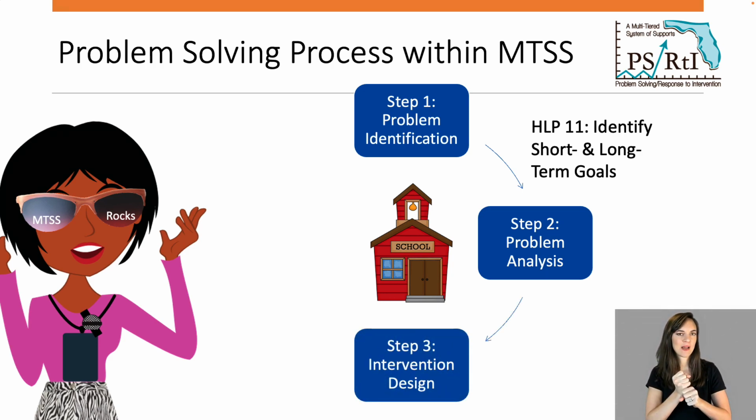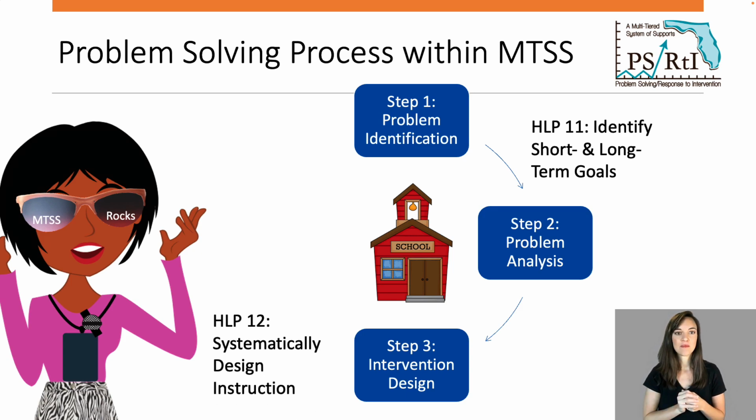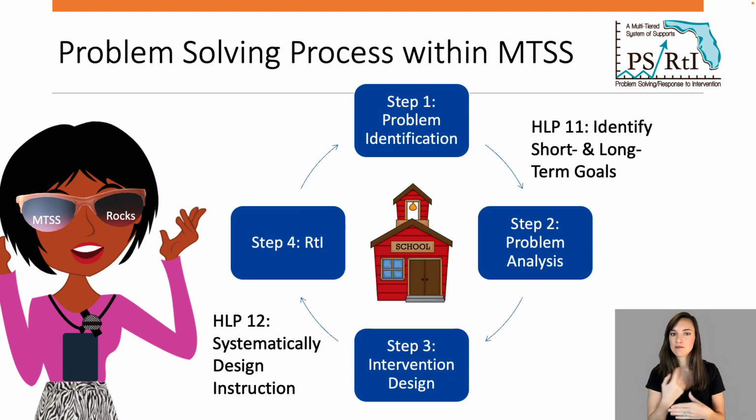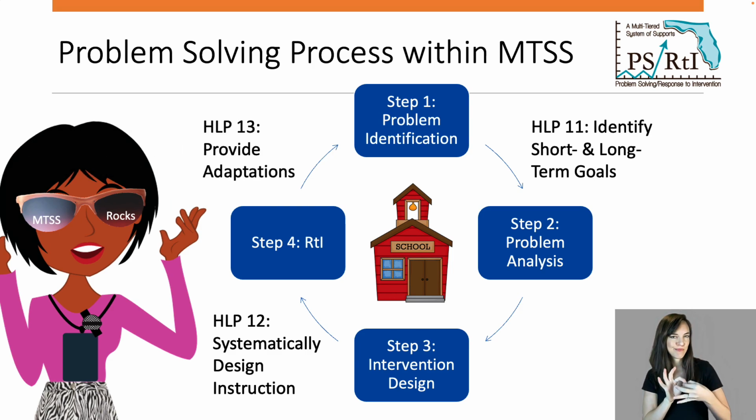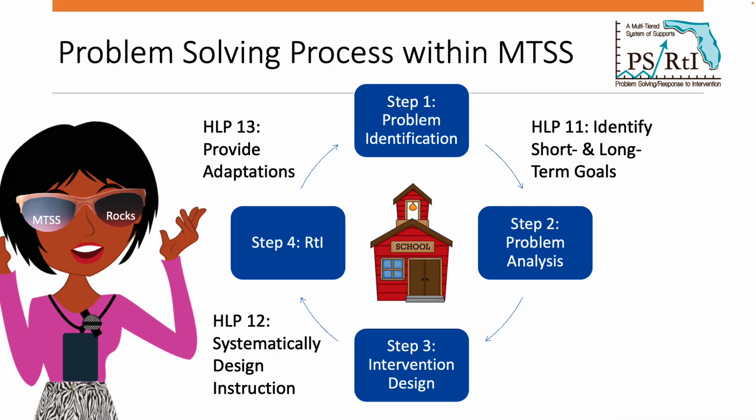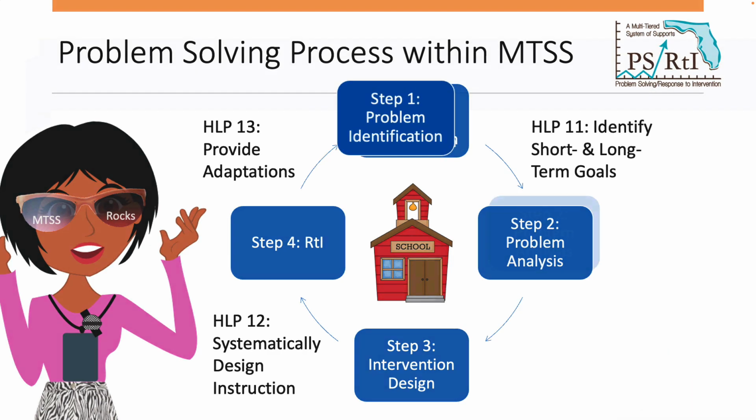Next, step 3, instruction or intervention design. What are we going to do about it? HLP 12 aligns with step 3 with systematically designing instruction. And lastly, step 4, response to intervention, or RTI, is what we decided to do working. HLP 13 of providing adaptations aligns with steps 3 and 4. Let's talk about steps 1 and 2 first.